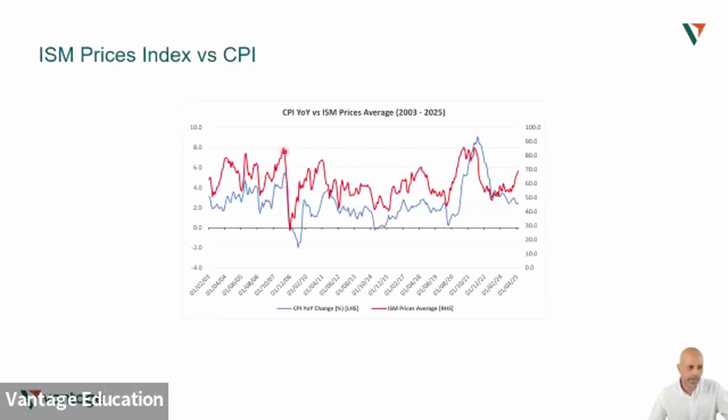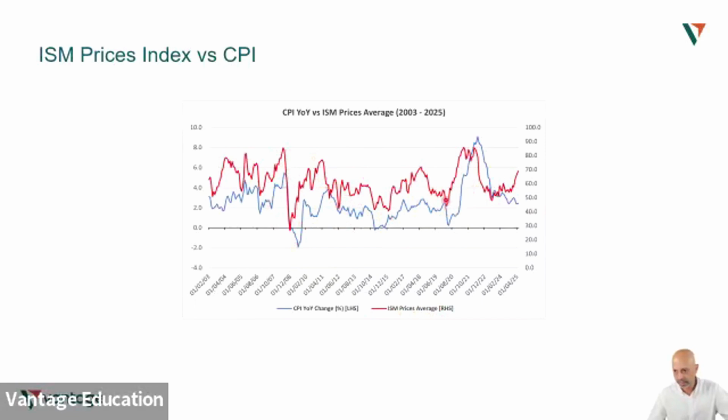And conversely, when ISM prices peak and start to fall or start to moderate significantly lower, within a few months, we can see CPI start to follow in the same direction as well. So typically, the average of ISM prices has a lead time of about 2 to 3 months as compared to the changes in CPI as well.